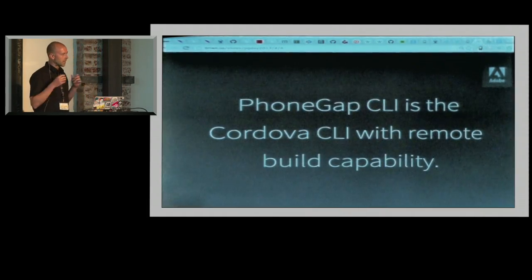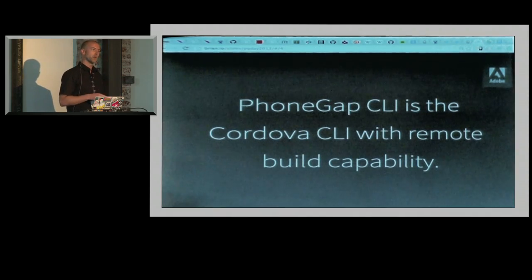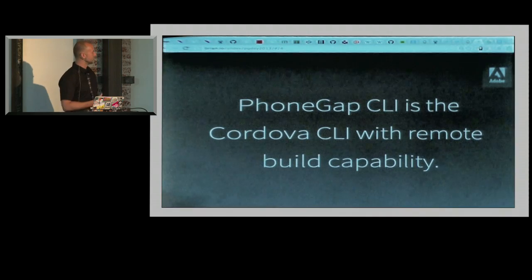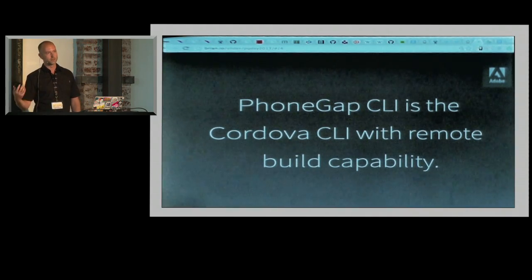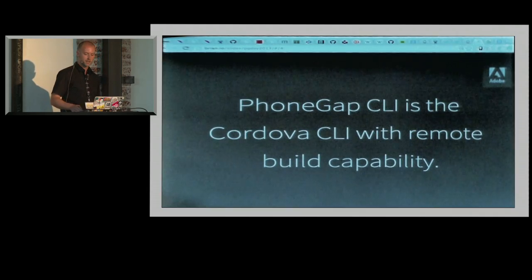It's a big deal. The PhoneGap CLI is the Cordova CLI. These things are the same thing, and they're totally interoperable, and you can work with them in any way that you want. But we're hoping you're going to want to use the PhoneGap CLI because it backs into PhoneGap Build, which gives you the ability to build for any platform at any time, which is awesome.